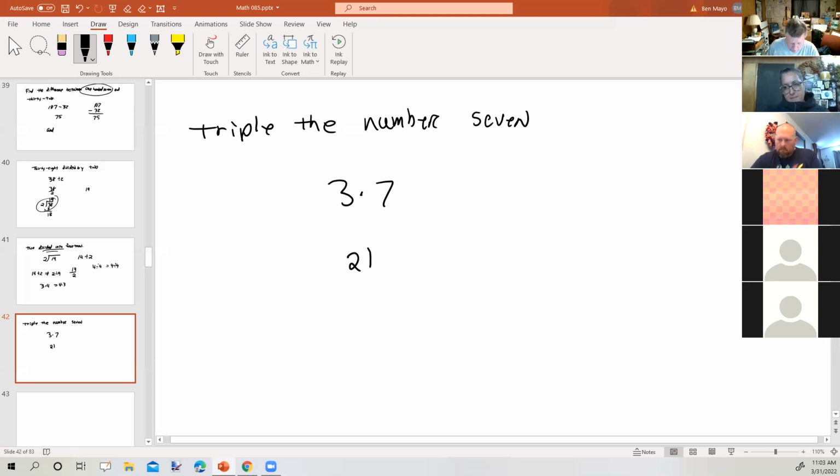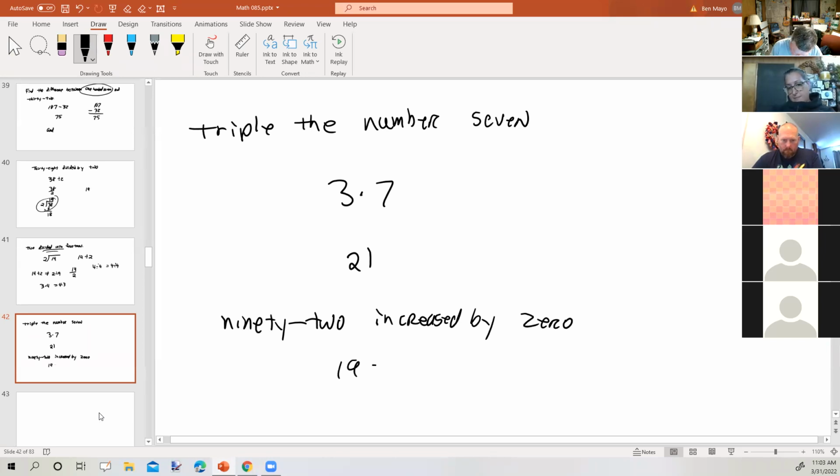How about this one? 92 increased by 0. So how would you write that? 92 increased by 0. And what's the result of 92 plus 0? 92. It's a good thing I can read lips, Courtney. I did see that you said 92.